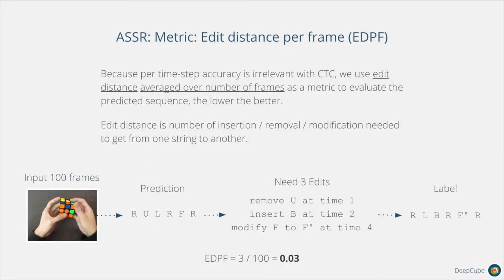Because per time step accuracy is irrelevant with CTC, we use edit distance, averaged over the number of frames, as a metric to evaluate the predicted sequence. The lower this metric, the better. The following is an example where we have to perform 3 edits to get from the prediction to the label, so we get an EDPF of 0.03.